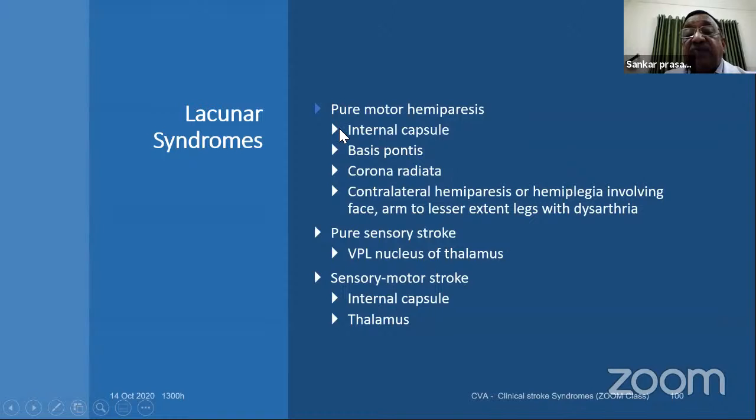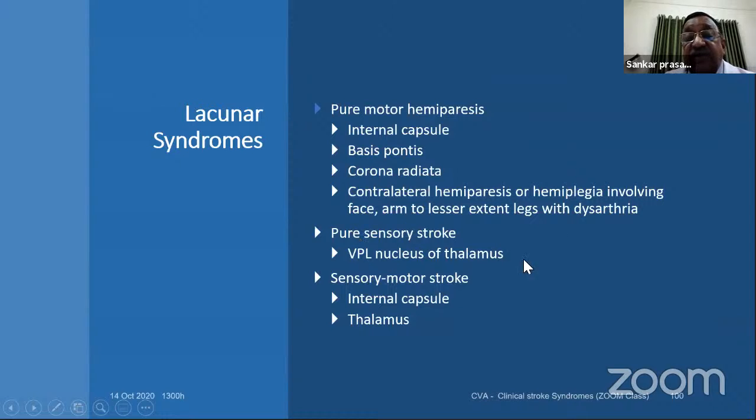The pure motor hemiparesis: internal capsule, basis pontis, corona radiata. Here there is contralateral hemiparesis or hemiplegia involving the face, arm, and to a lesser extent the legs, with dysarthria. Now how do you identify? There is no aphasia here. If aphasia is present, it is large vessel occlusion. So if there is no speech or language disturbance, it becomes pure motor hemiparesis.